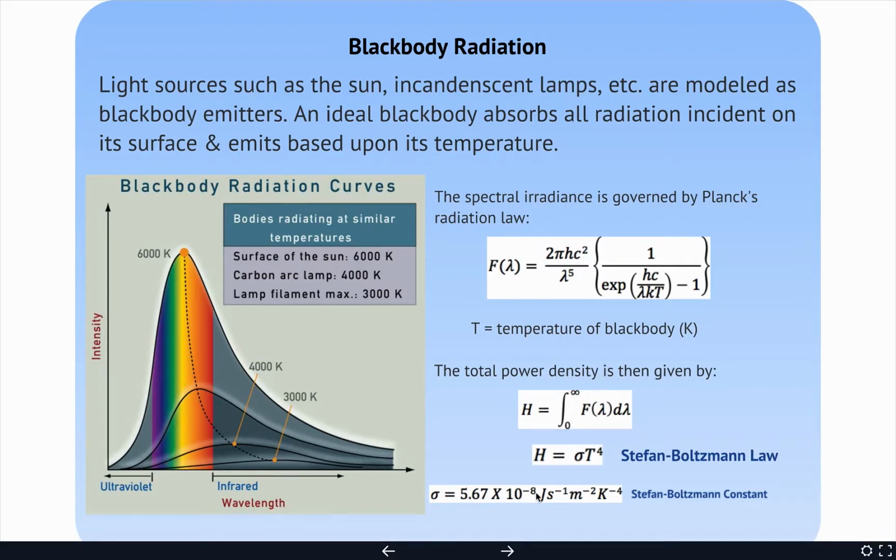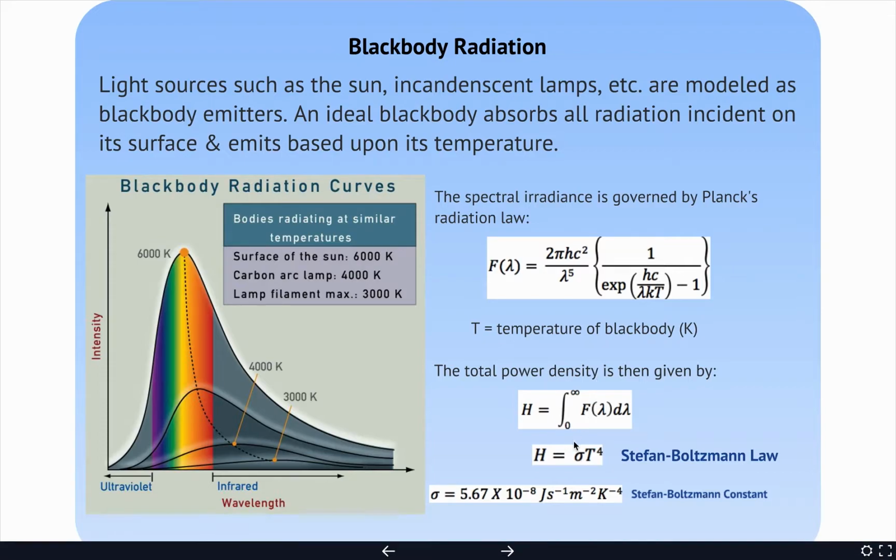It's 5.67 times 10 raised to minus 8, and the units are interesting: joules per second per meter squared per Kelvin raised to 4. Of course, you can multiply the Kelvin raised to 4 here, so it goes away, and then you will get joules per second per meter squared. Joules per second is, of course, watts. Watts per meter squared is power density. So that's the total power density. So everything is perfectly consistent.